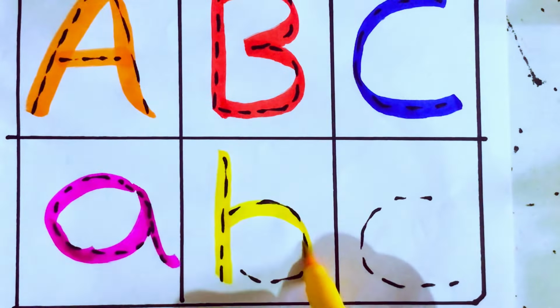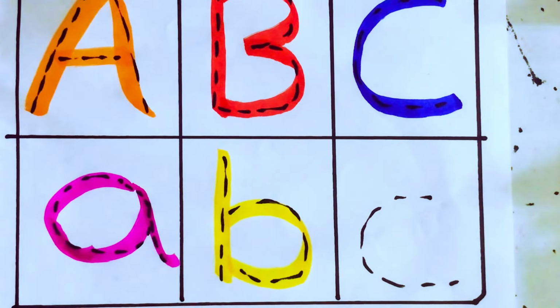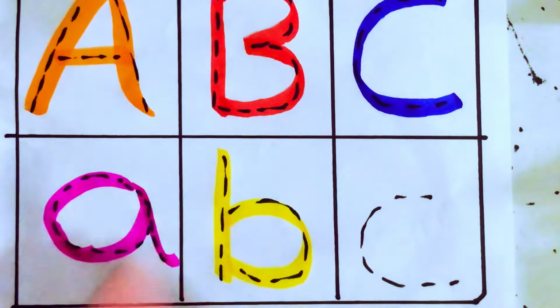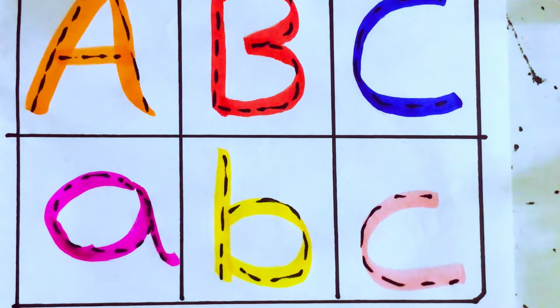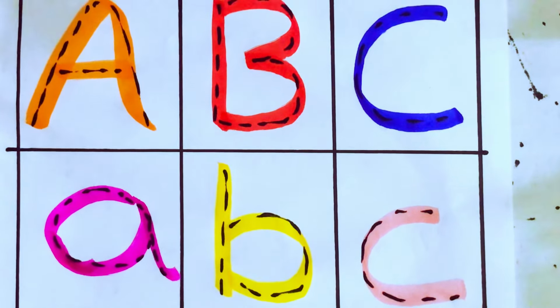A after B, which letter kids? B for bat, B-A-T, bat. C, B after C, C for cup, C-U-P, cup, which letter kids? C for cup. Let's learn with the toys.